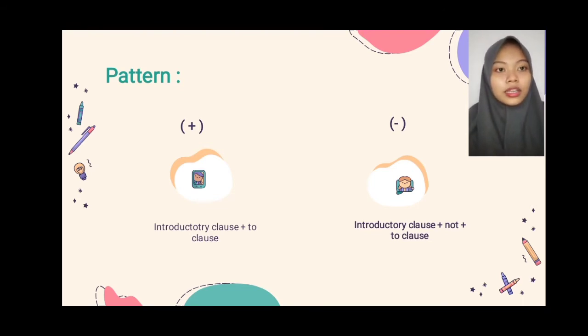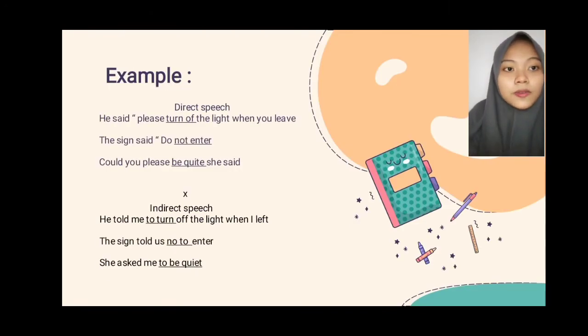Furthermore, we can see an example. For the first direct speech: he said, please turn off the light when you leave.